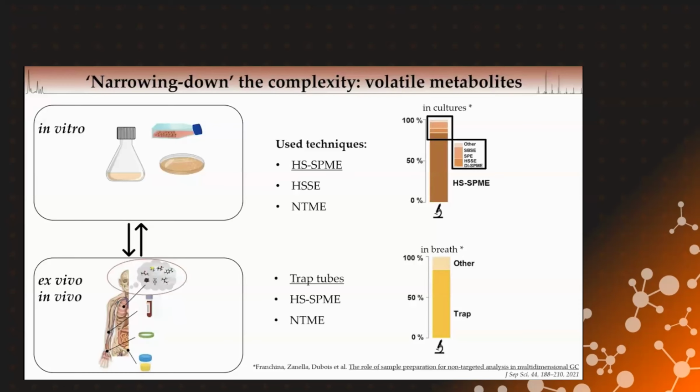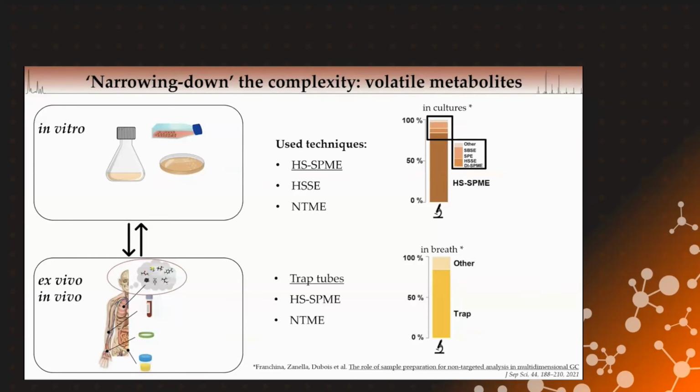If we look at the literature, SPME is the most used for in vitro samples, for example, while trap tubes are the most common for breath analysis. And in our case, we use the latter. We use thermal desorption tubes for our workflow for the analysis of volatile metabolites. And this is especially true when we want to compare in vitro and ex vivo samples.